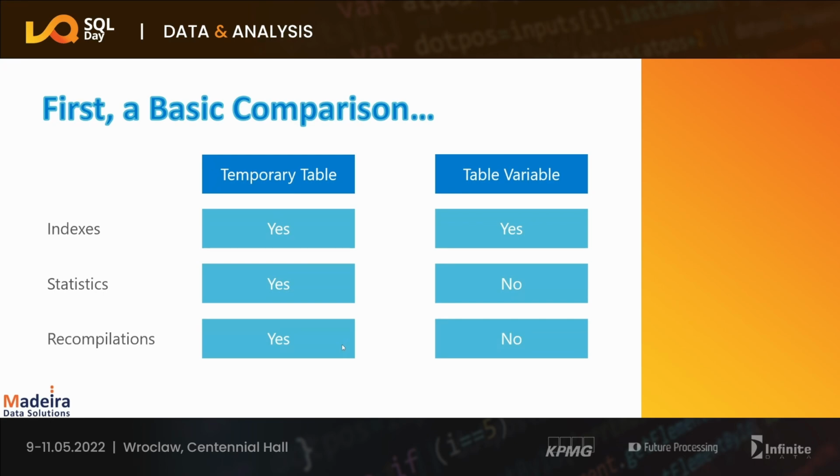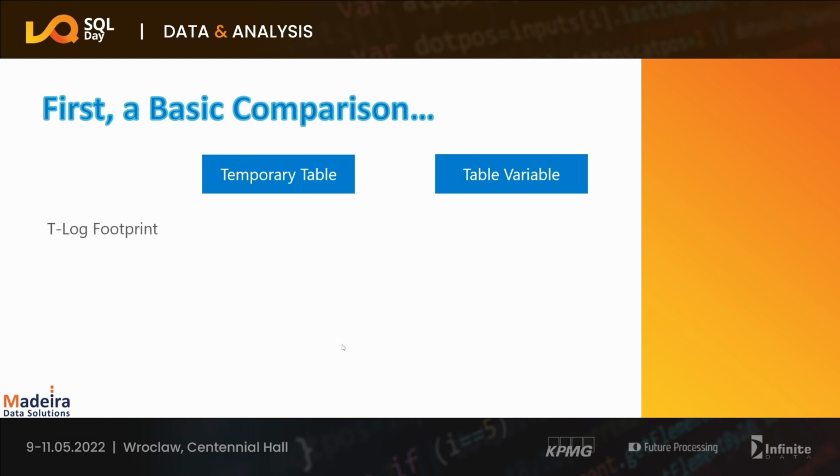On the other hand, recompilations are good because we want to get a better plan as soon as we have better statistics. With temporary tables, we have statistics updates, we have recompilations. With table variables, we don't have each one of them. So with no statistics, also no recompilations. I'll talk about that later in the demo.